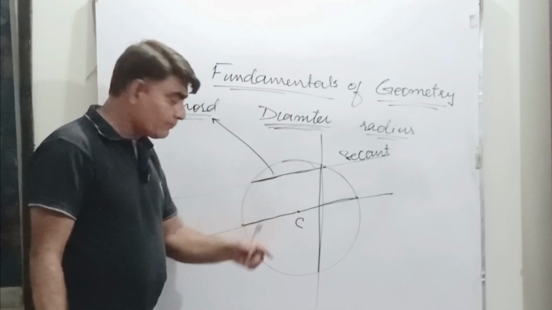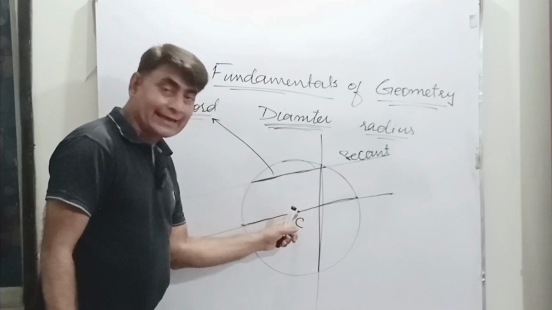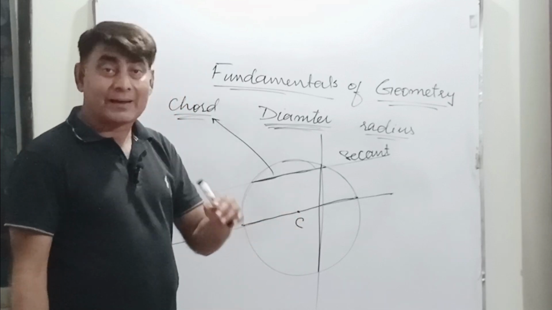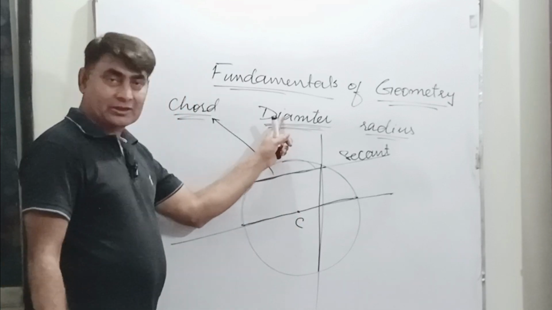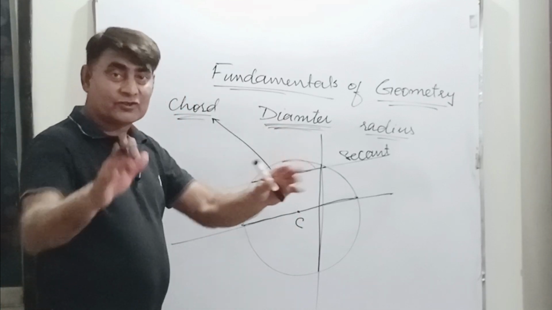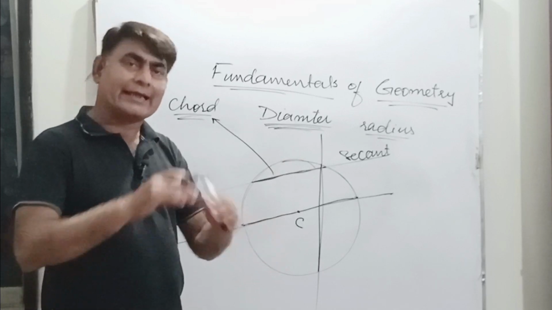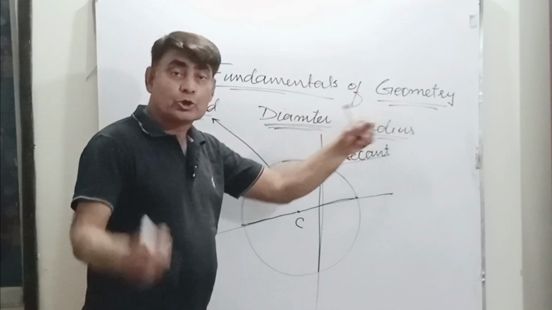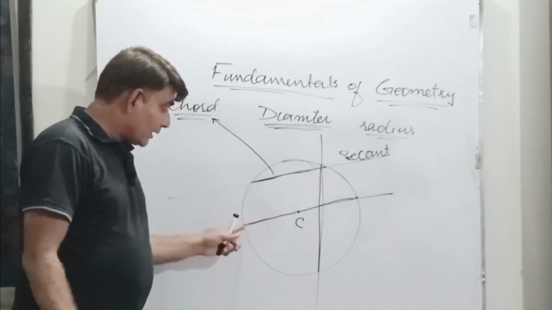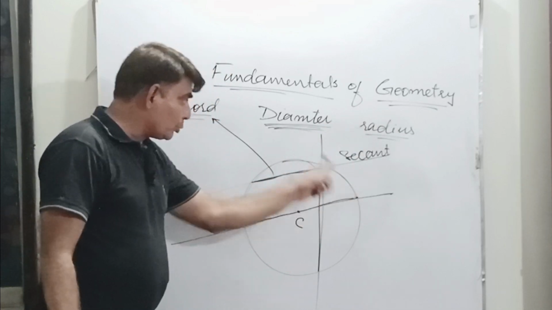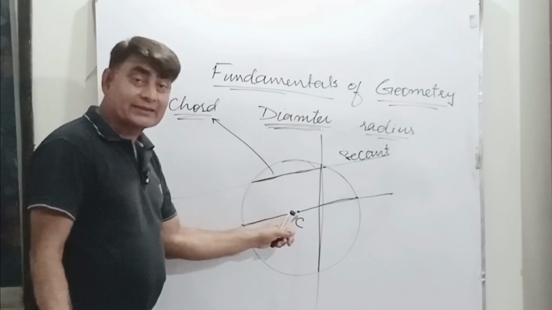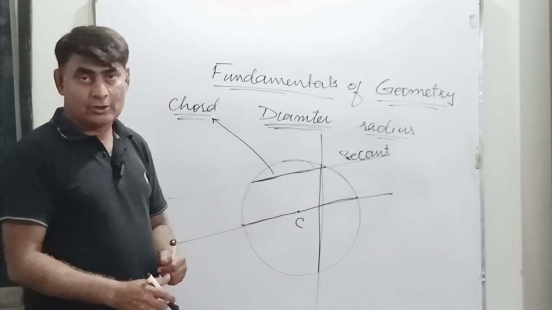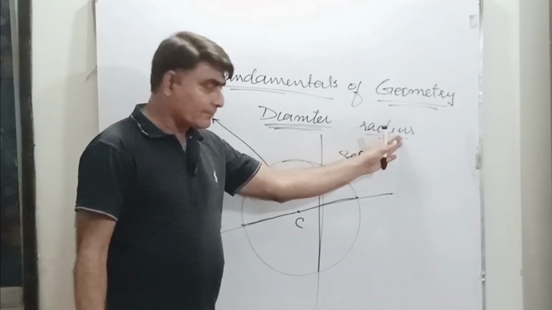So what does it mean? It passes through the center. A chord that passes through the center is called a diameter. This is the basic definition of diameter. Rather than saying so many other words, in the fundamentals of geometry, you must say: a chord is said to be a diameter if it passes through the center of a circle. Okay, now radius.